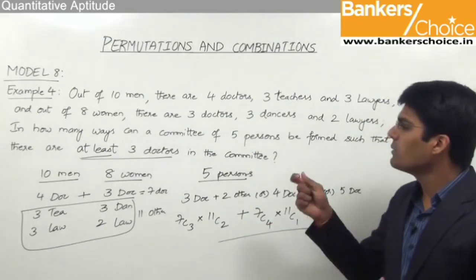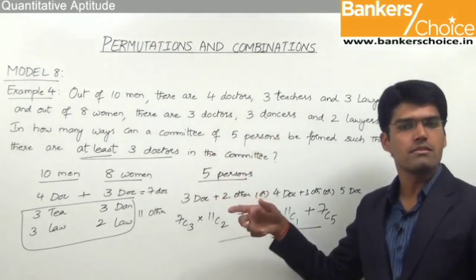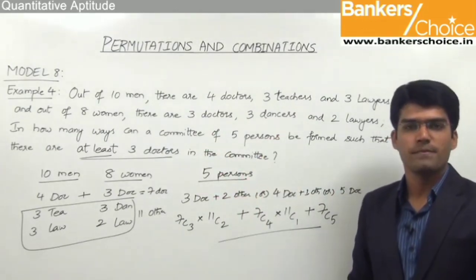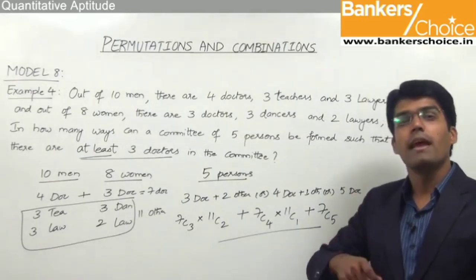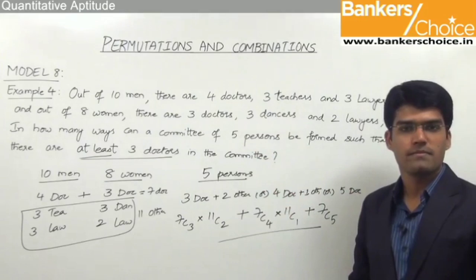So this is how, whenever the word at least is used, it can be any profession, be it doctors or teachers or any other profession there. At least means a minimum of that many persons. So it can be a minimum of 3 and go up to a maximum of 5 persons, right? Because the committee is for 5 persons.